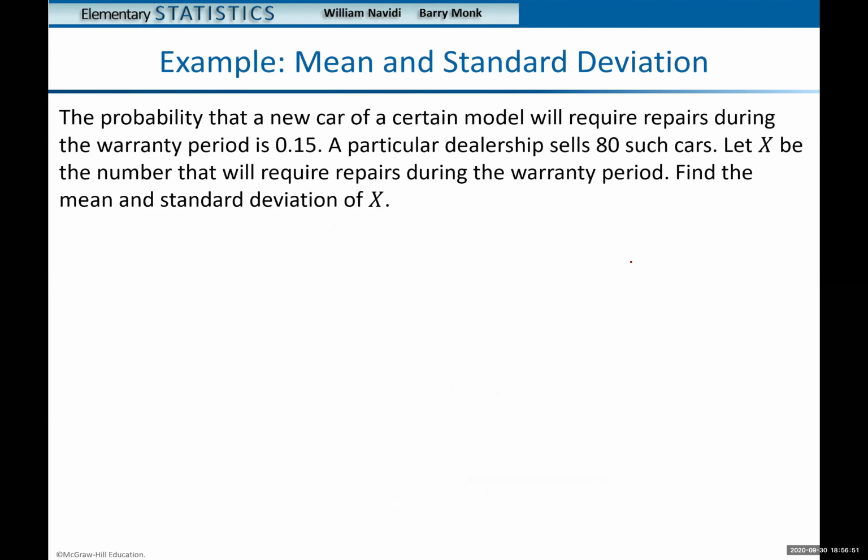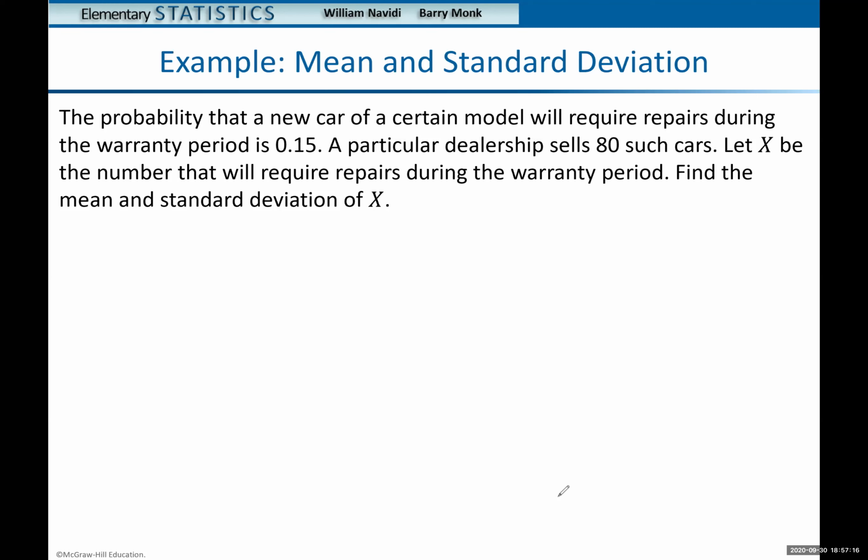So let's try that here. The probability that a new car of a certain model will require repairs during the warranty period is 0.15. A particular dealership sells 80 such cars. Let X be the number that will require repairs during the warranty period. Find the mean and the standard deviation.